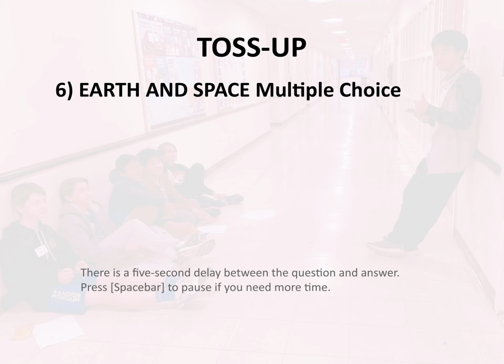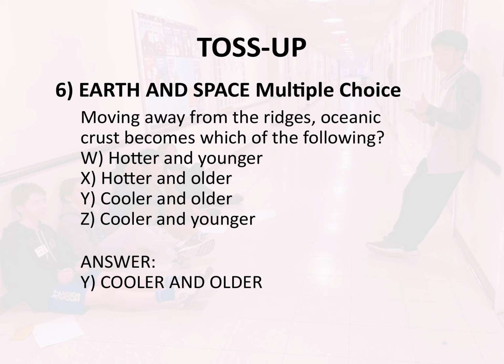Toss-up 6. Earth and space multiple choice. Moving away from the ridges, oceanic crust becomes which of the following? W. Hotter and younger. X. Hotter and older. Y. Cooler and older. Z. Cooler and younger. Answer. Y. Cooler and older.